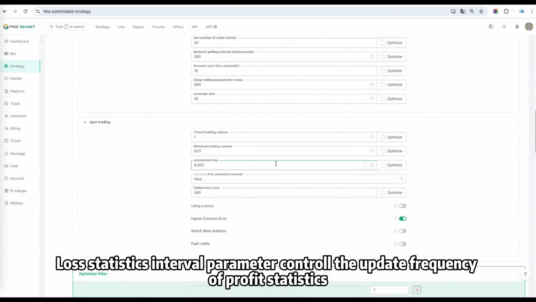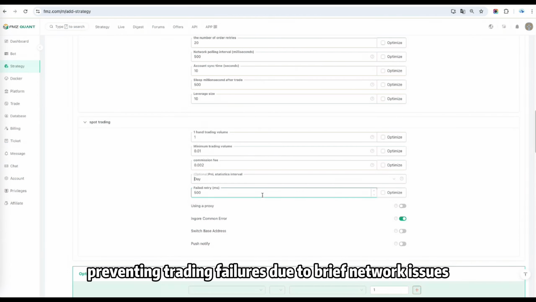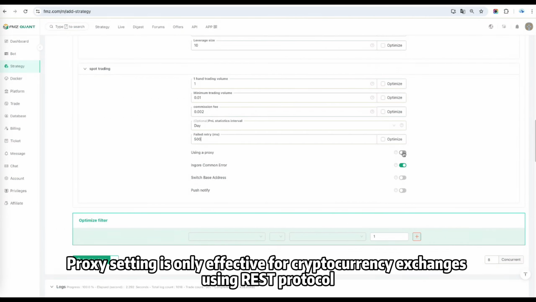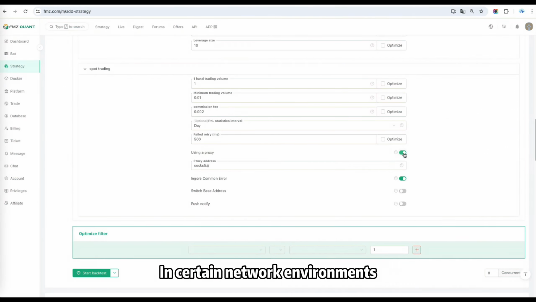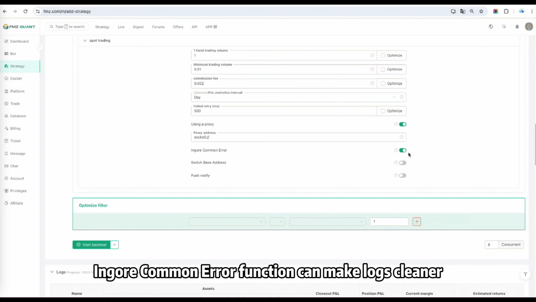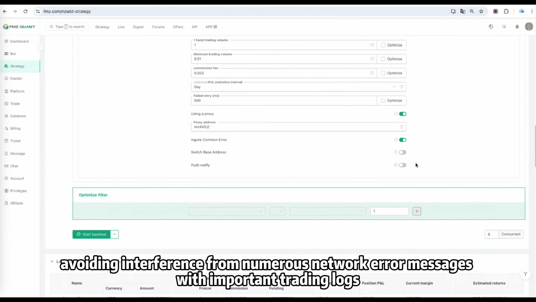Profit and loss statistics interval parameter controls the update frequency of profit statistics. Failure retry parameter sets retry intervals in milliseconds, preventing trading failures due to brief network issues. Proxy setting is only effective for cryptocurrency exchanges using REST protocol. In certain network environments, it may be necessary to access exchange APIs through proxy servers. Ignore common error function can make logs cleaner, avoiding interference from numerous network error messages with important trading logs.